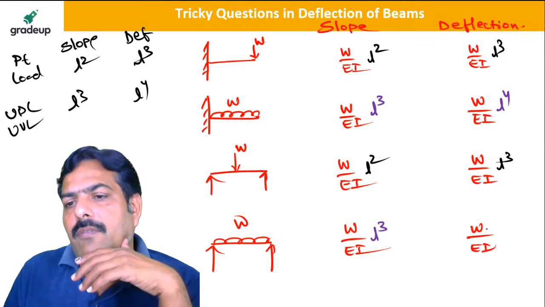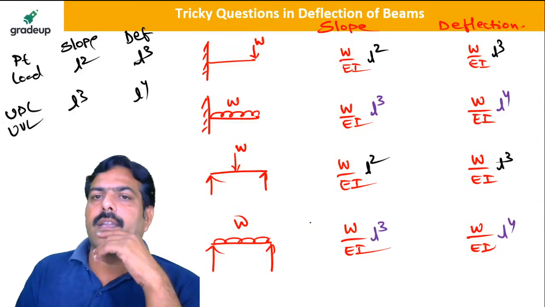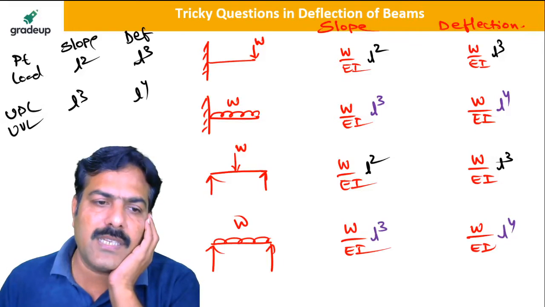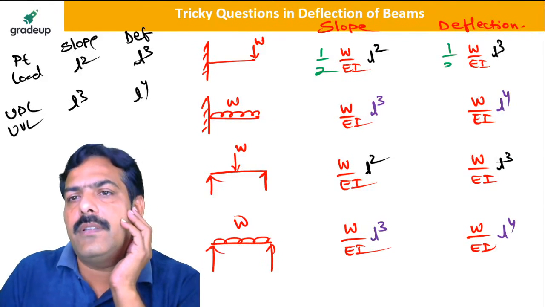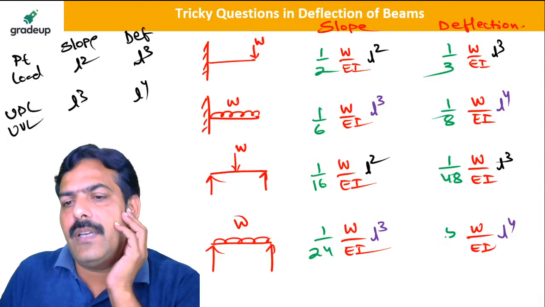This should be multiplied with L cube and this should be multiplied with L power 4. Is it clear now? Now left over are numbers. So how to take the numbers? Remember in sequence that this is 1 by 2, 1 by 3, 1 by 6, 1 by 8, 1 by 16, 1 by 48, 1 by 24 and 5 by 384.